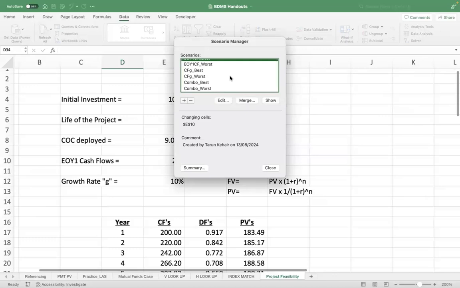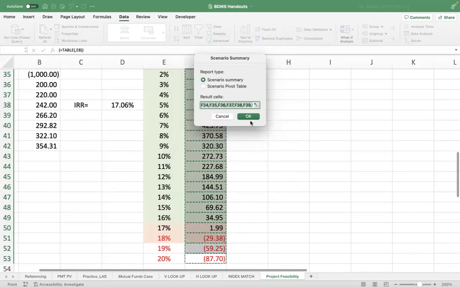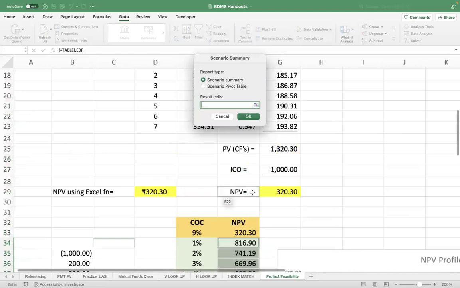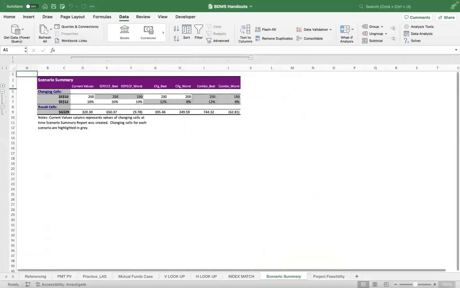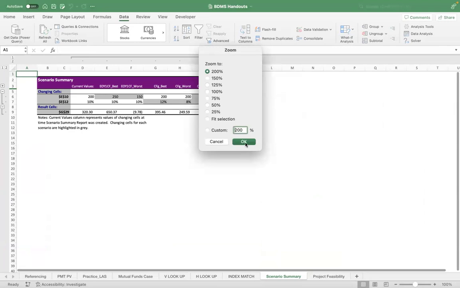Now I want to examine the impact of these scenarios on my NPV. So never ever press the show button. You have to press the summary button. Click on the summary. It will ask for the result cell. I am only concerned with NPV. That's my result cell. Please pay attention. I will press OK. That's it. All my scenarios are now there on the screen. You can check, the 6 scenarios that we created are here.